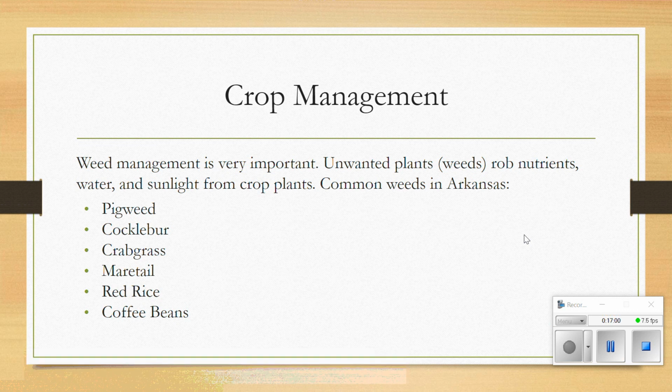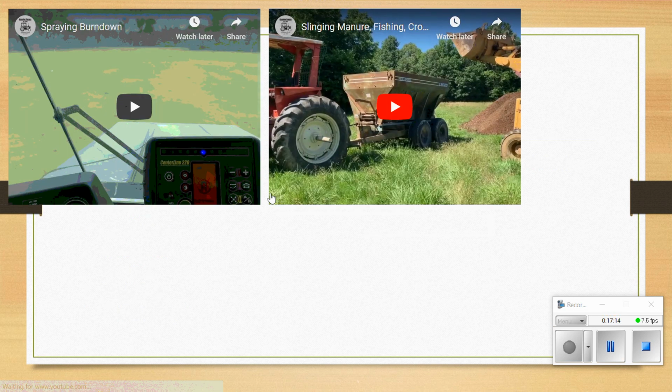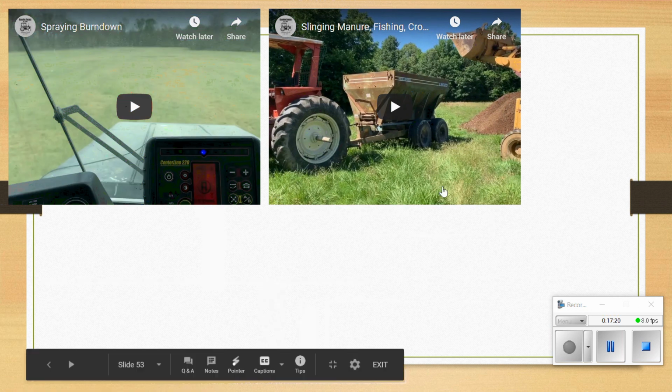Weed management is very important. Unwanted plants, weeds rob nutrients, water, and sunlight from crop plants. Common weeds in Arkansas are pigweed, cocklebur, crabgrass, marestail, red rice, coffee beans, and indigo. So a few ways we do that. There's just a couple bonus videos here of spraying burndown in the spring, and then we sling a little bit of manure.